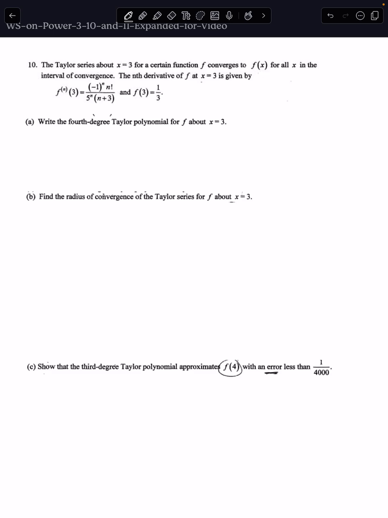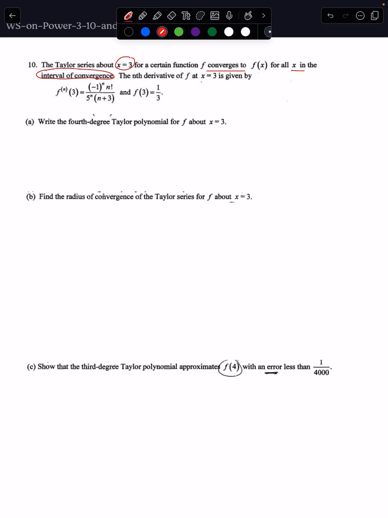So today we're going to take a look at question number 10 from the Power Series Day 3 worksheet. The question says we're given a Taylor series centered around x equals 3, and we're told that it converges for all x in the interval of convergence. That's going to come back to haunt us in just a few moments, so we're going to pay attention to that.